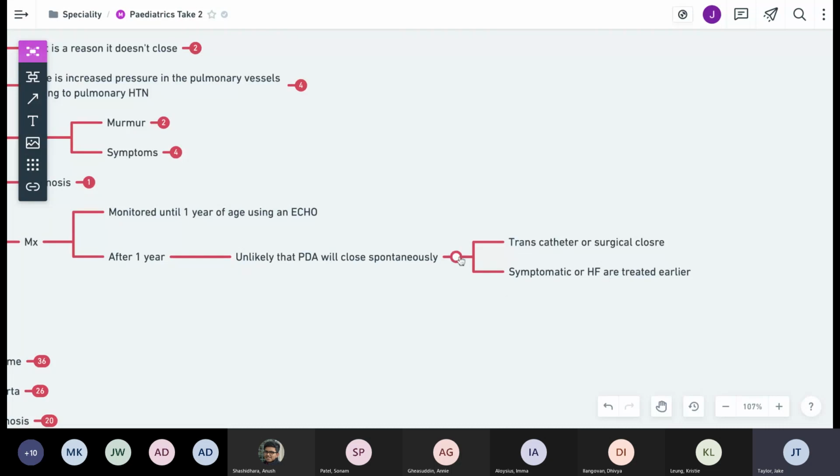But I know what you mean by NSAIDs, because NSAIDs will reduce the amount of prostaglandins that keep it open and cause closure, which is definitely true. But that isn't technically the management. I don't think they give just ibuprofen to babies. They've got to manage them very carefully and then use transcatheter or surgical closure. But that's if they're asymptomatic. If they're symptomatic, they will be managed much earlier.